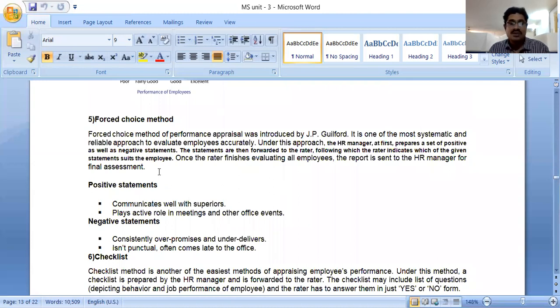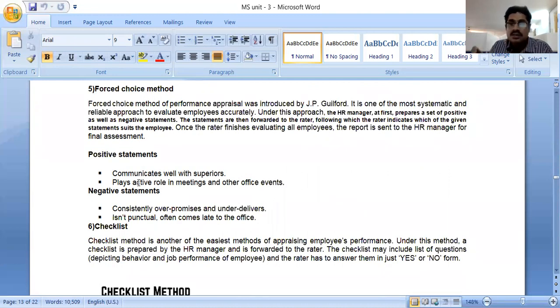Next, it is quite similar to another thing, the forced choice method. In this method, the hierarchy will check the employee's performance based on a written paragraph or written statement, a positive statement or negative statement, about the worker's performance. So the hierarchy will observe the subordinate's performance and write a paragraph upon him.